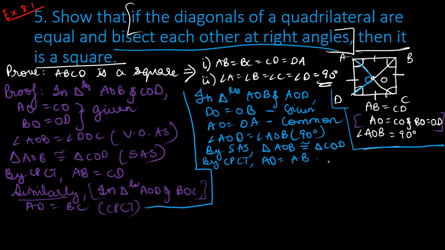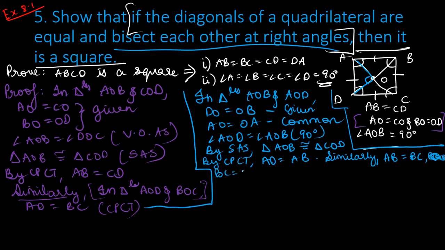And similarly, I can say that in other triangles, the other two pairs, like triangle AOB and BOC, then triangle BOC and triangle DOC, then triangle DOC and AOD, like that two pairs you're going to take. And I can say that AB is equal to BC, then BC is equal to CD. Let's just write that here.